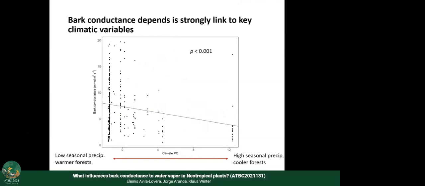And we found that when we use this climate PC as a predictor for bark conductance, those individuals in the low seasonal precipitation places that are also warmer have greater bark conductances compared to those in highly seasonal precipitation sites. And this is telling us that despite bark conductance being dependent on how well built the stem is, it is a trait that is also responding to changes in climate variables, particularly precipitation seasonality and temperature.